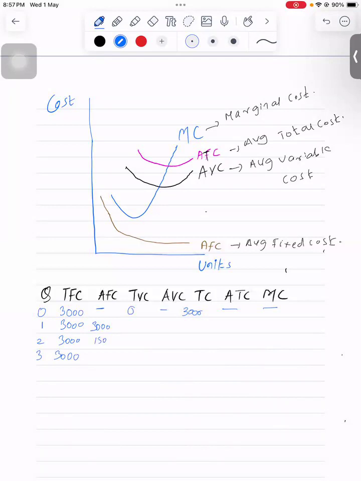Right, 1500. At third unit, average fixed cost will be 1000. Now you can see as and when we are producing more and more units, your average fixed costs are going down. That's why in the diagram, you can see the slope of AFC curve is in downward direction. Which indicates as and when you produce more and more units, your cost will come down, because fixed cost will be divided into more number of units. So average fixed cost will go down.